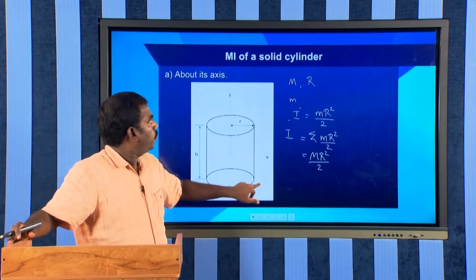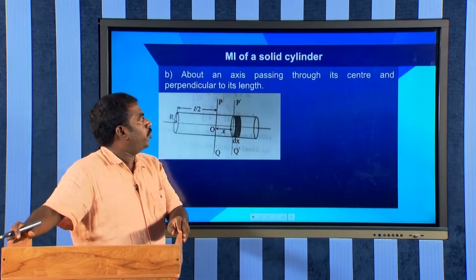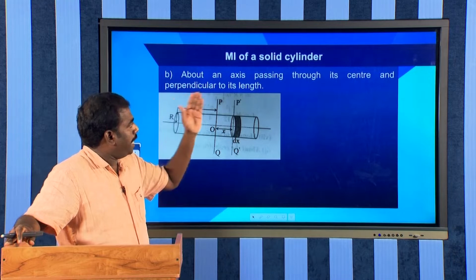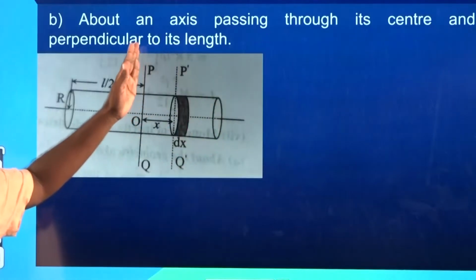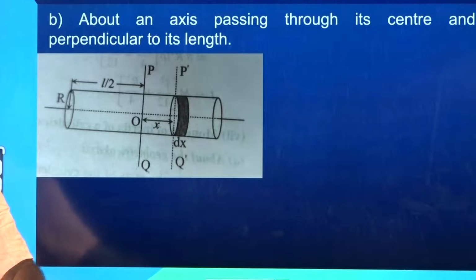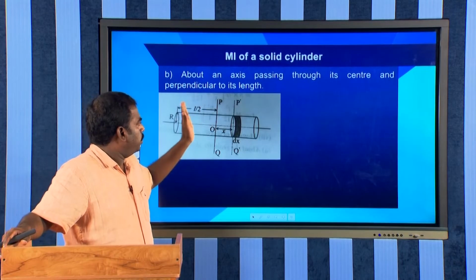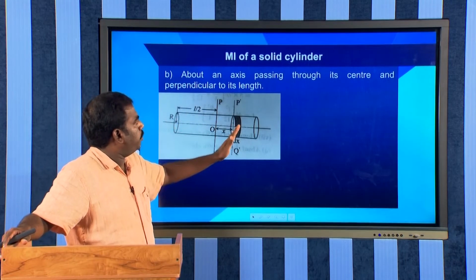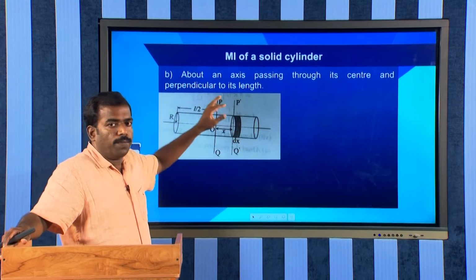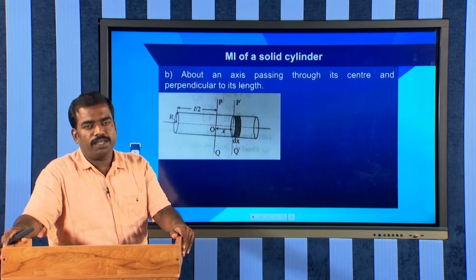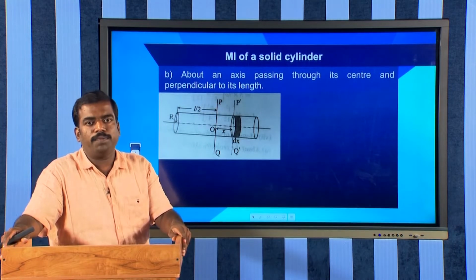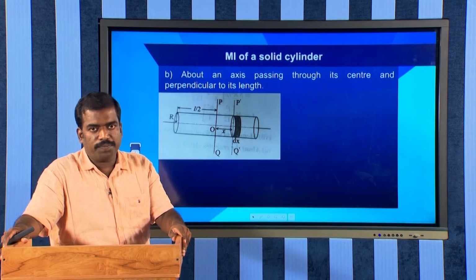Next, we will find the moment of inertia of the same cylinder about an axis passing through its center and perpendicular to its length. This is something tricky. The cylinder has mass capital M and radius capital R.